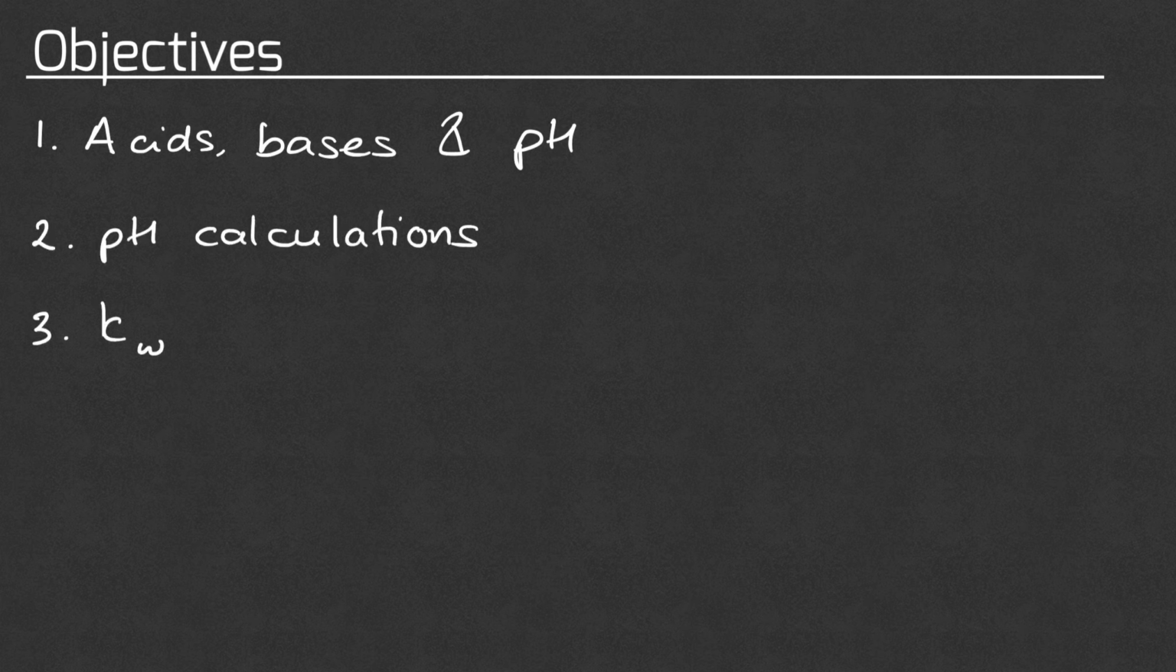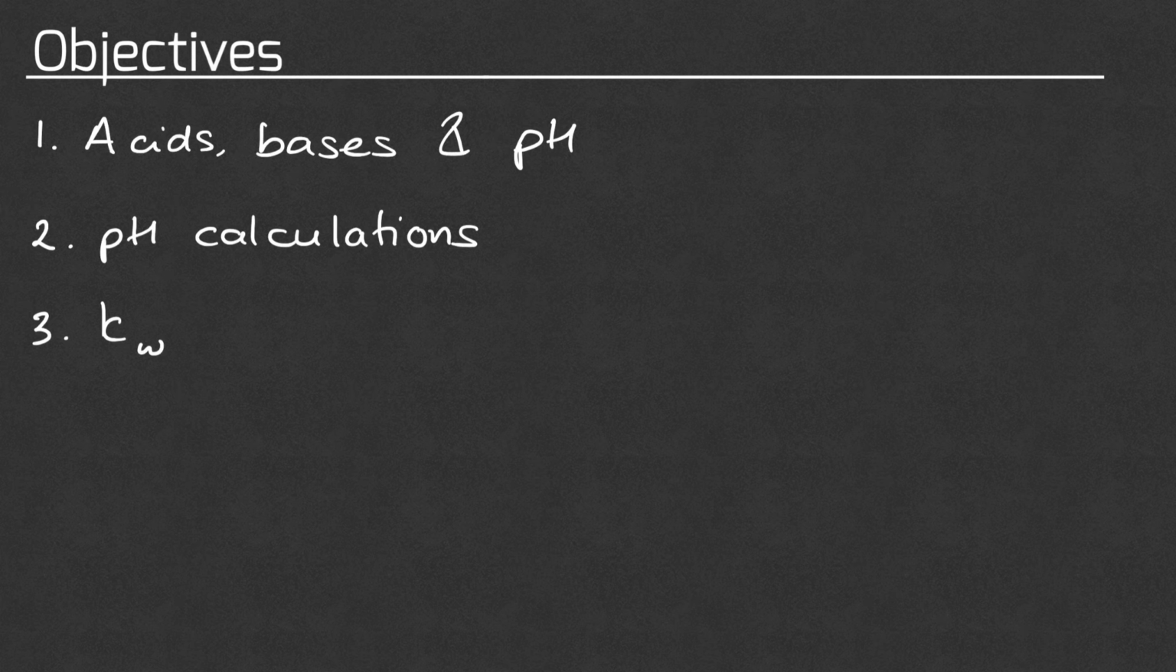In this video, we're going to cover the definition of Bronsted and Lowry acids and bases, and look at the reactions of acids and bases in general terms. We're going to look at the equations for calculating the pH, so we'll convert between the concentration of hydrogen ions into pH and vice versa.